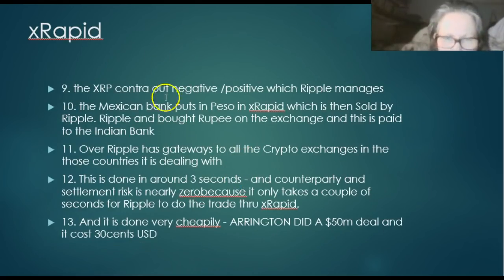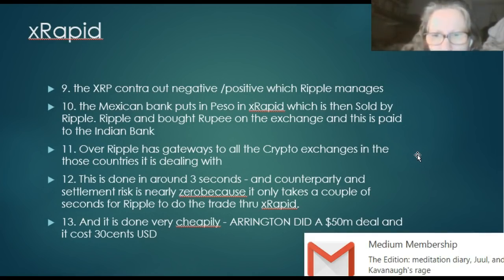Number 9, XRP contras out. You have a negative and a positive, and Ripple manages any surplus or any difference in the two. Ripple manages that in their treasury operation. They have a market desk. Number 10, as I said, the Mexican bank gave the peso into the xRapid system, and then Ripple sold that peso and bought rupiah on the exchange, which is then paid to the Indian bank directly.